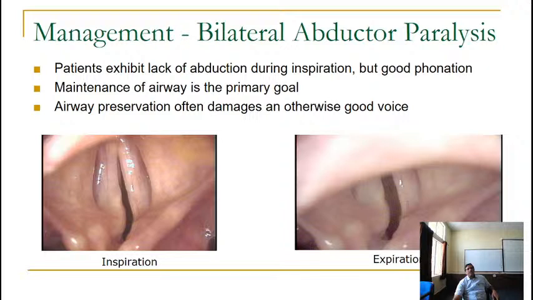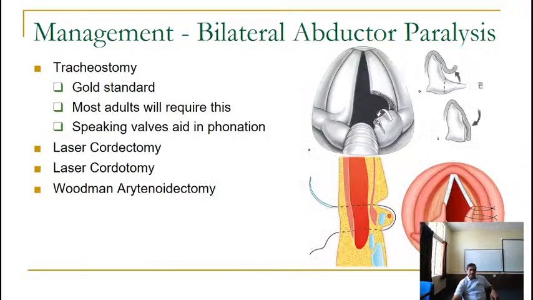Then managing the bilateral abductor paralysis. That means vocal cords are in adduction and there is a compromise for the air passage. If the patient is in stridor, is not able to take a good breath, it goes into hypoxia. So in such patients, we have to preserve the air passage, and for that there are several procedures that are being described.